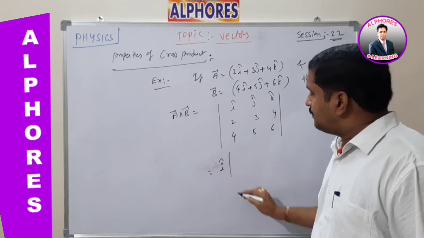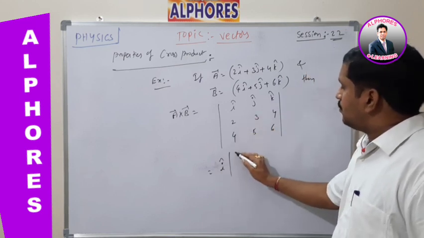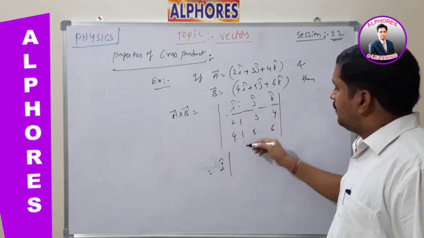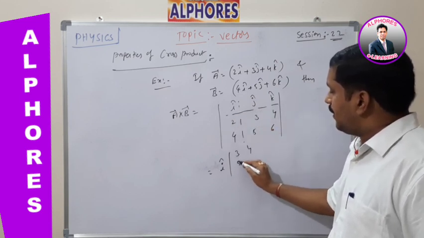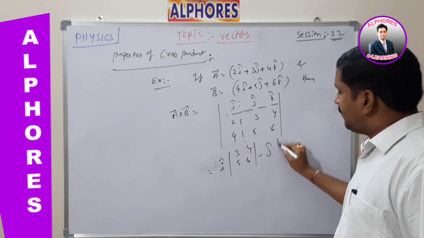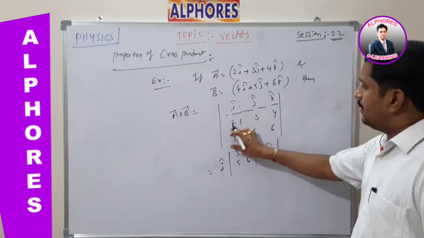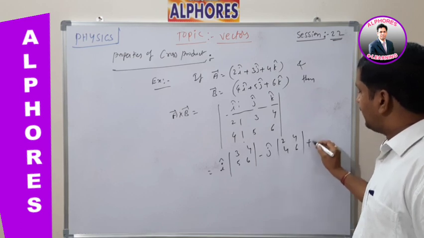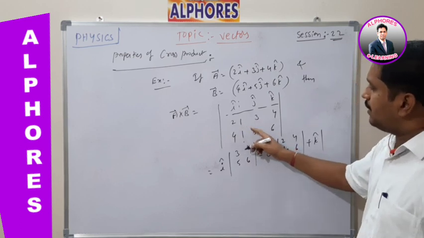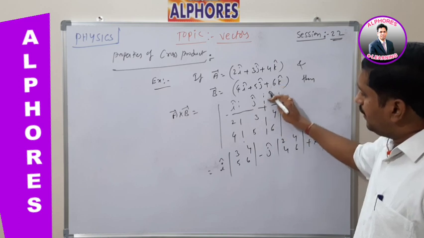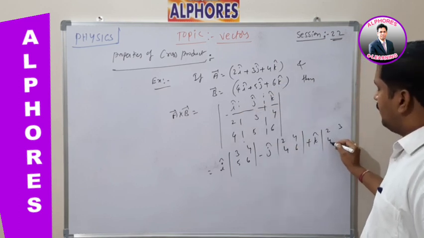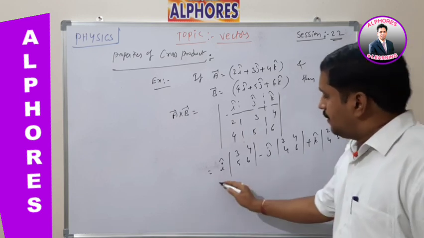Now how to find this as per this rule? i cap into the 2 by 2 matrix. We have to neglect the first row and first column, so we get 3, 4, 5, 6, minus j cap into, again we take 2, 4, 4, 6, plus k cap into, again neglecting the third column and first row, we get 2, 3, 4, 5.